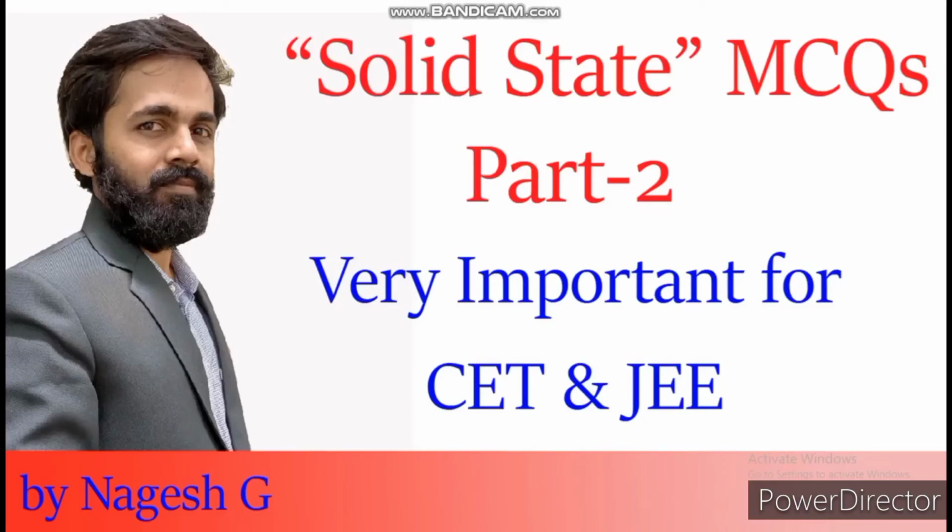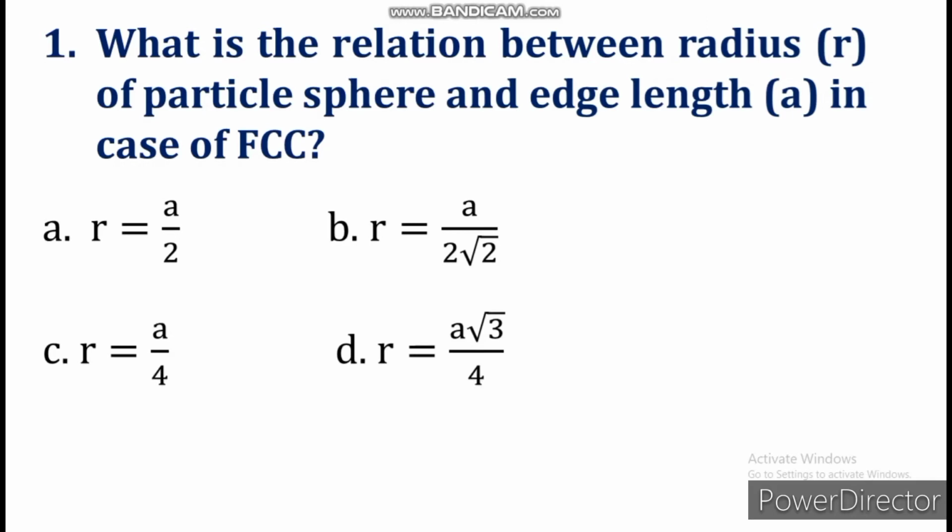In this session, we will continue with MCQs on solid state chapter. Now let's see the first problem. What is the relation between radius r of particle sphere and edge length a in case of FCC? Right, now they are given four options.